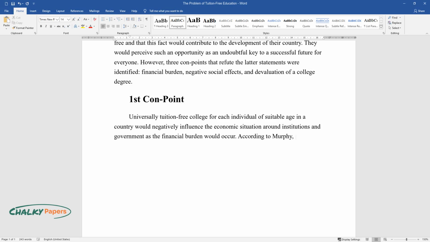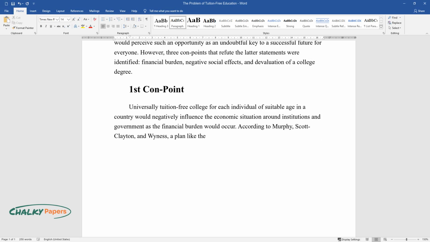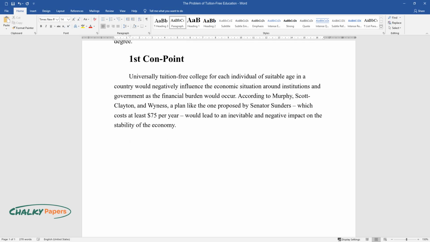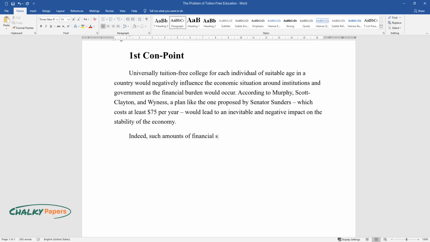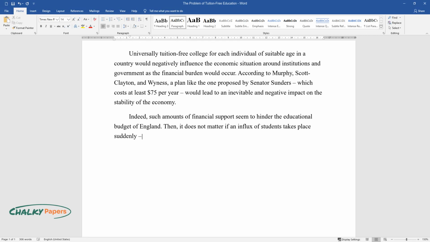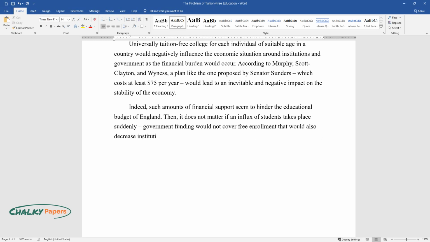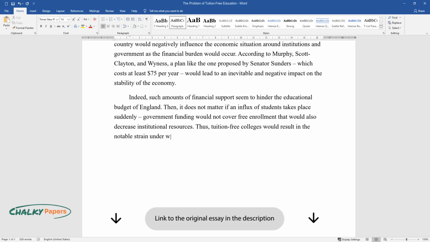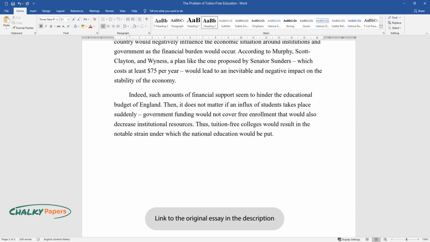According to Murphy, Scott-Clayton, and Wyness, a plan like the one proposed by Senator Sanders, which costs at least $75 per year, would lead to an inevitable and negative impact on the stability of the economy. Indeed, such amounts of financial support seem to hinder the educational budget of England. Then, it does not matter if an influx of students takes place suddenly, government funding would not cover free enrollment that would also decrease institutional resources. Thus, tuition-free colleges would result in the notable strain under which the national education would be put.